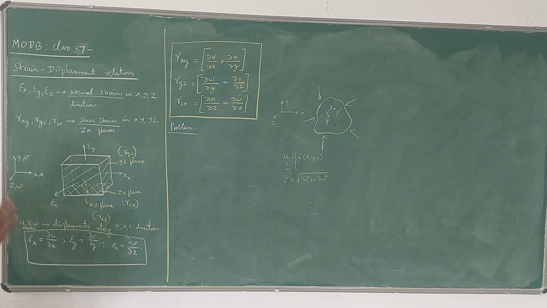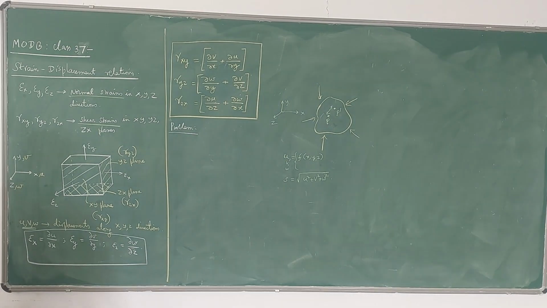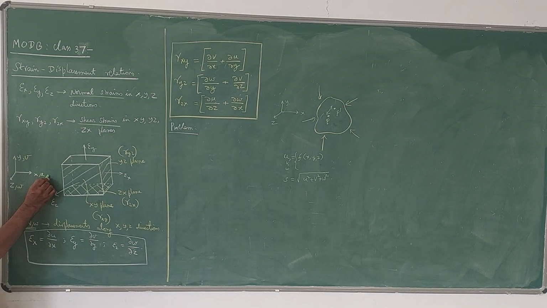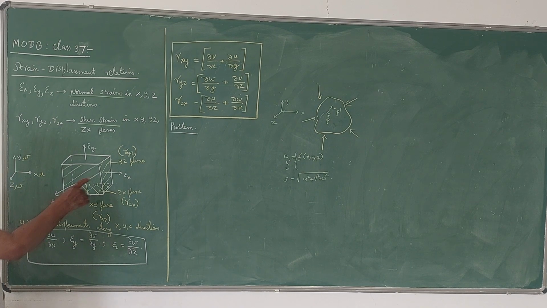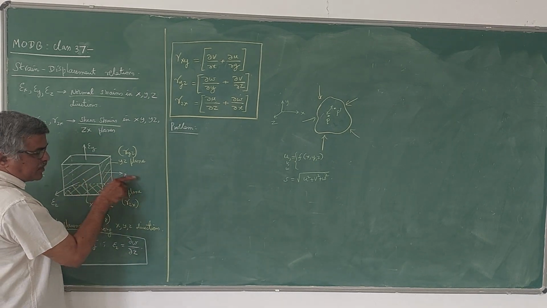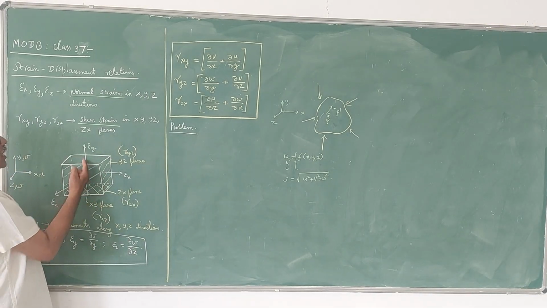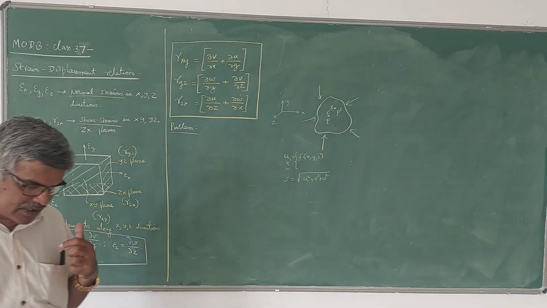Understand that I have drawn a sketch here. I will take a 3-dimensional element like this, and let me choose x direction like this, y direction like this, z direction like this. Now the respective displacements along those 3 directions are u, v, w. In x direction it is u, in y direction it is v, in z direction it is w. I have shown here the directions of epsilon x, epsilon y, and epsilon z. Epsilon x is the normal strain in the x direction, epsilon y is the normal strain in the y direction, and epsilon z is the normal strain in the z direction.